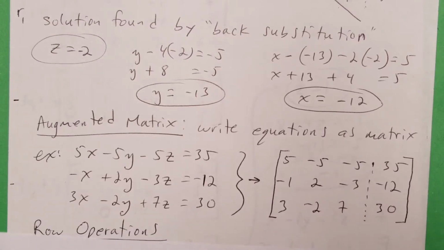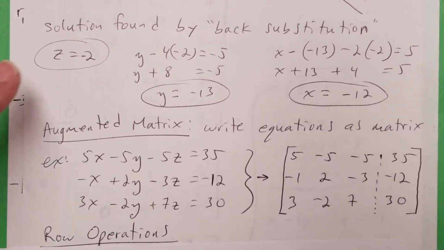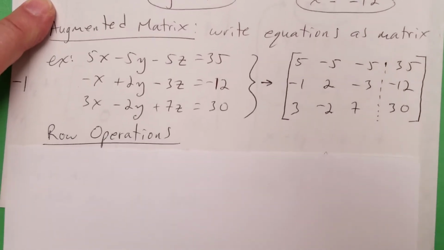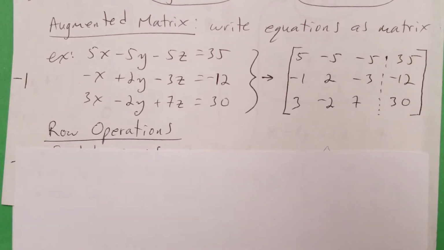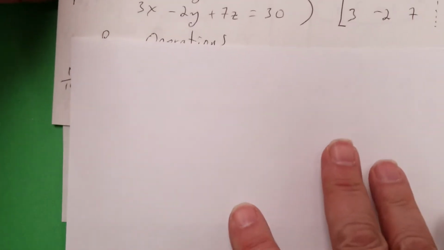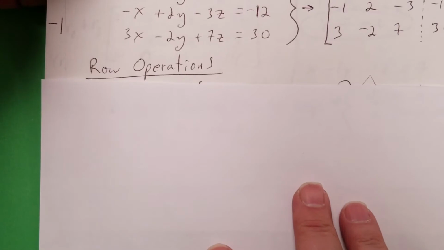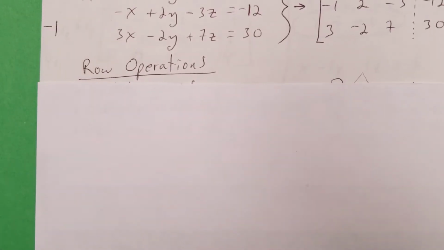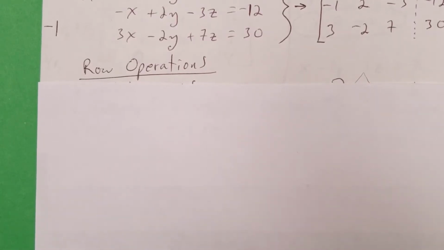Okay. So now we want to talk about doing operations on a matrix. There are three of them. There are three row operations that are legal, that you can do to solve the matrix, to find out what x, y, and z are. There are only 3 of them, and you do them over and over again until you get the answer. Here we go. These are the 3 row operations that you're allowed to do.